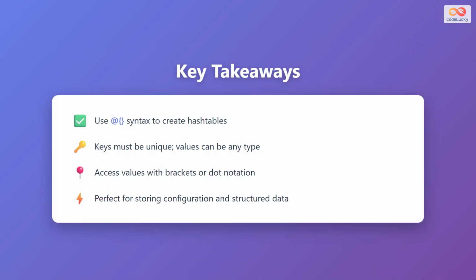Let's recap what we've learned. Use the @ curly braces syntax to create hashtables. Remember that keys must be unique, but values can be of any type including strings, numbers, arrays, or even other hashtables. You can access values using either square brackets or dot notation. Hashtables are perfect for storing configuration settings, structured data, and any scenario where you need to quickly look up information using a key. Practice creating and manipulating hashtables to become comfortable with this essential PowerShell feature.